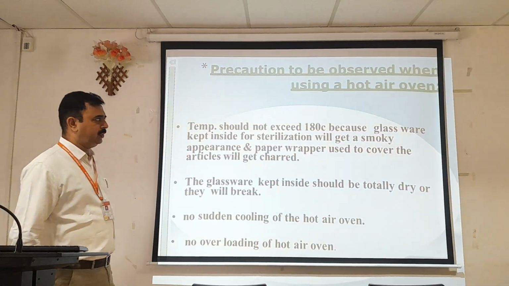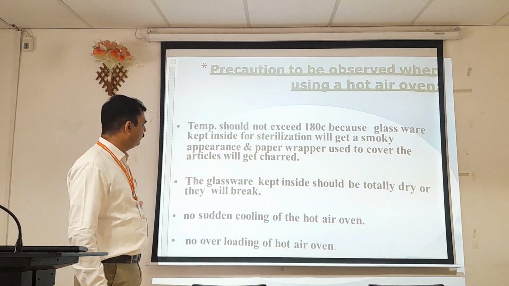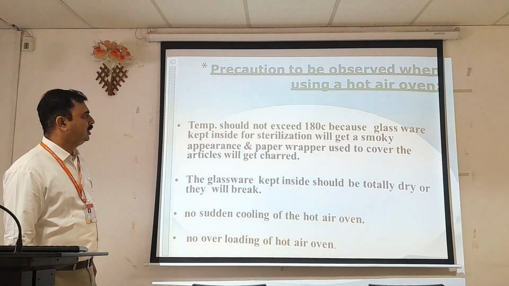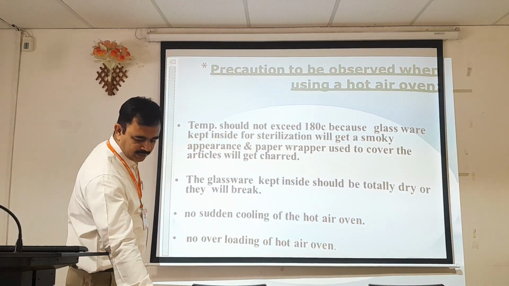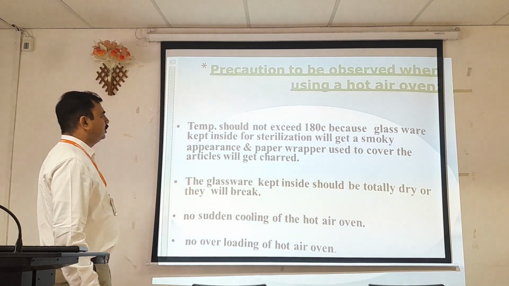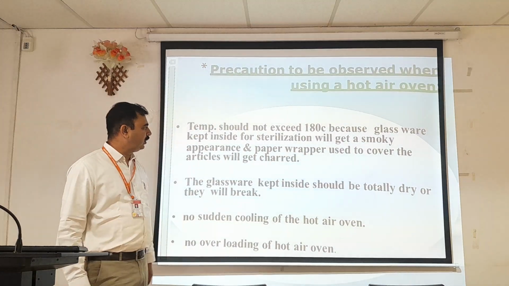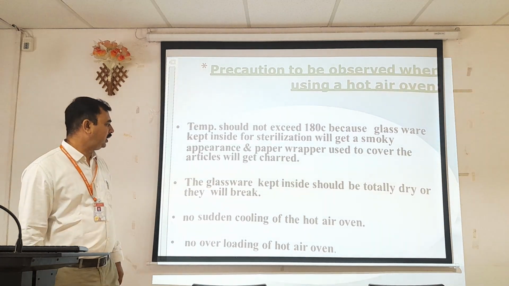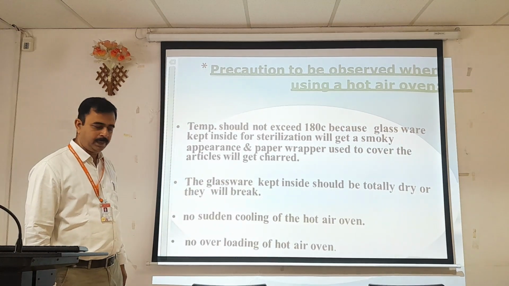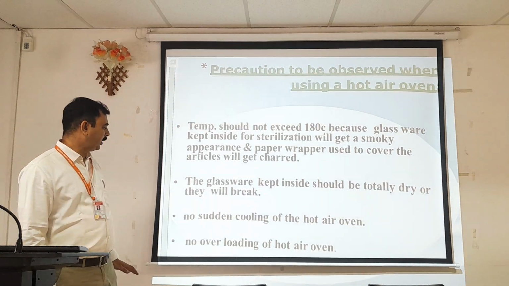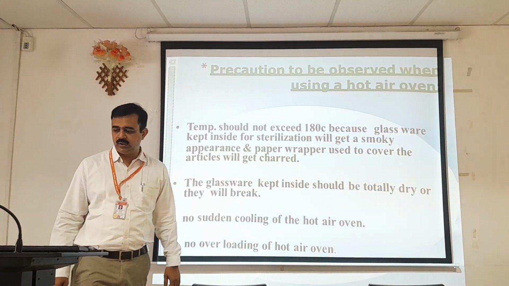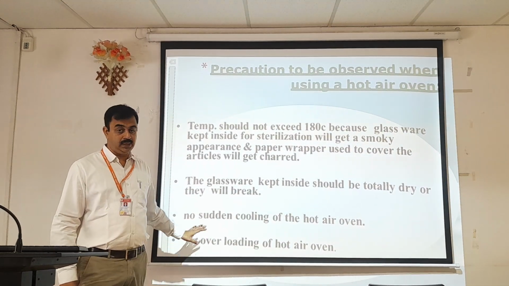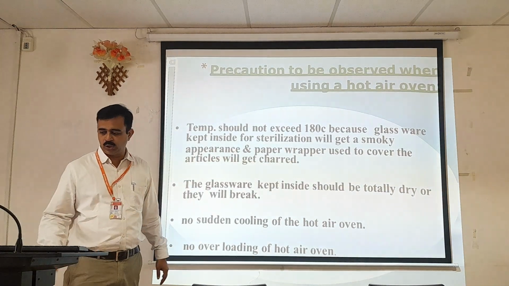Now, what sort of precautions have to be taken when we are using a hot air oven? Temperature should not exceed 180 degrees because glassware kept inside for sterilization will get smoky, and the wire and paper used to cover the articles will get charred. The glassware kept inside should be totally dry or it will break. No sudden cooling of the hot air oven and no overloading should take place, because if the hot air oven is cooled suddenly, there will be damage to the hot air oven as well.